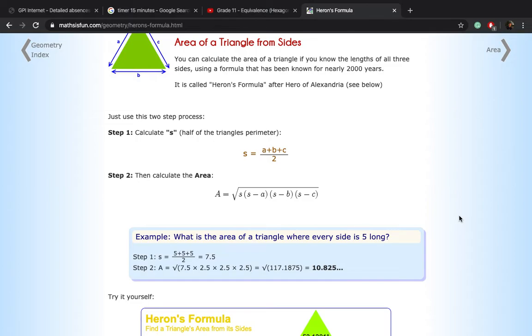So after this is done, it's basically the end of equivalence, and we're moving on to a new subject today. Okay?